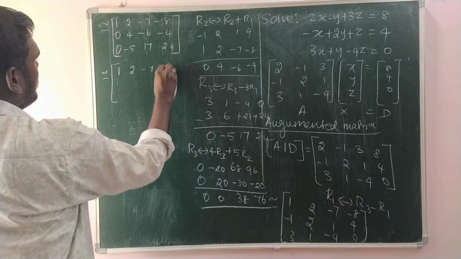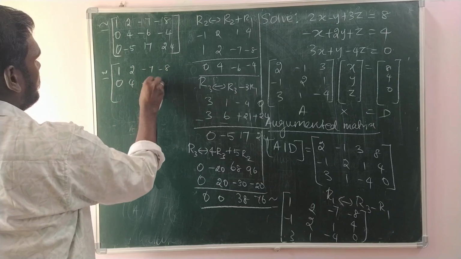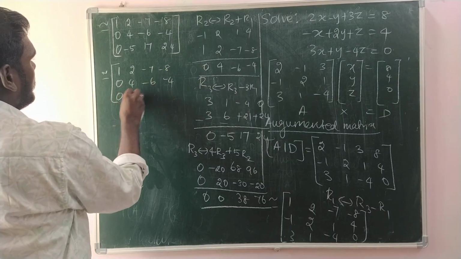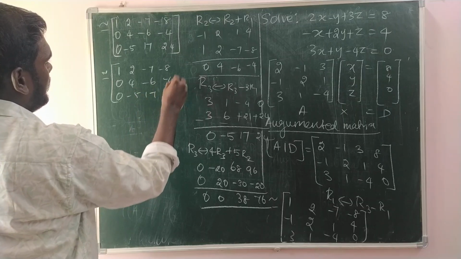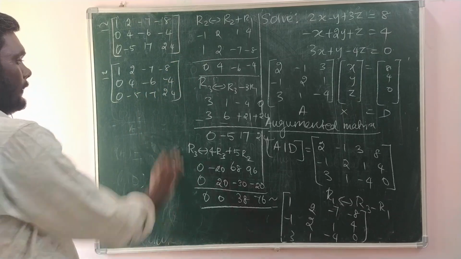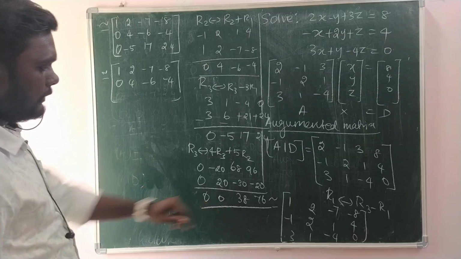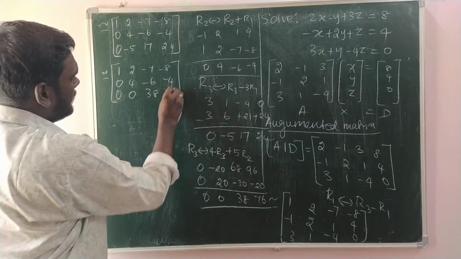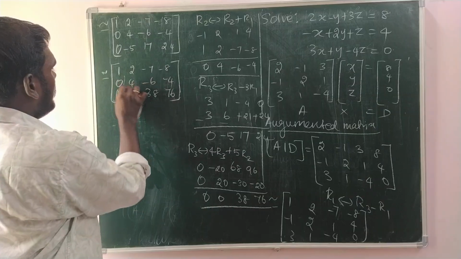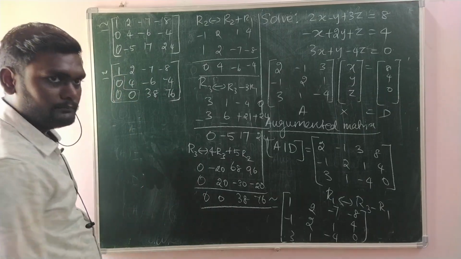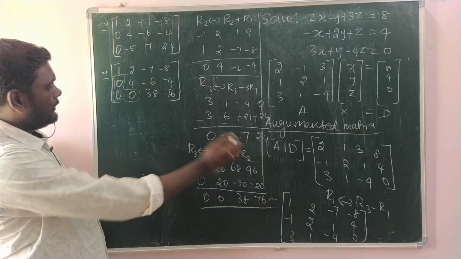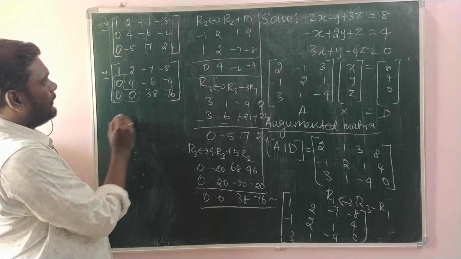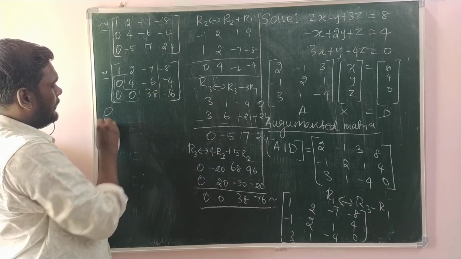1, 2, minus 7, minus 8, 0, 4, minus 6, minus 4, 0, minus 5, 17, 24. Sorry, that is the old row, right? The new row is 0, 0, 38, 76. Now we got the row echelon form, I mean the echelon form. Okay, so in the echelon form, now we'll put the bar.